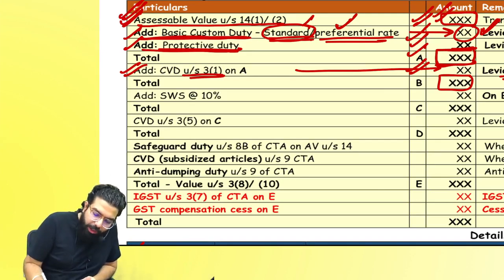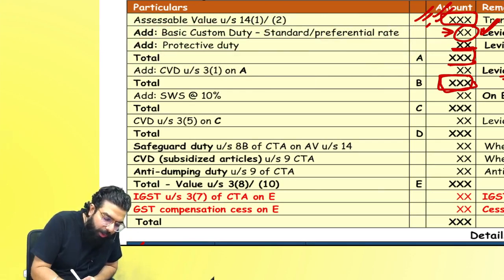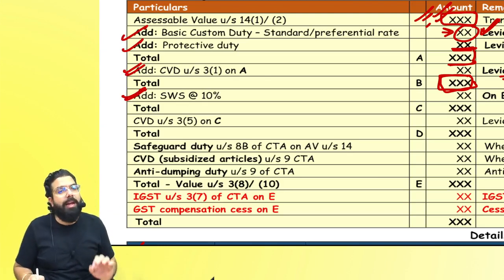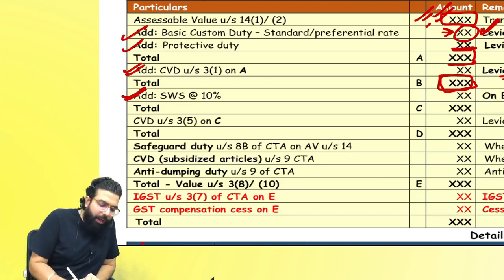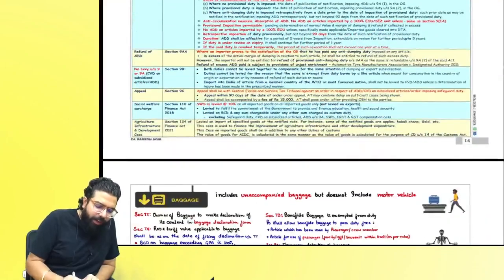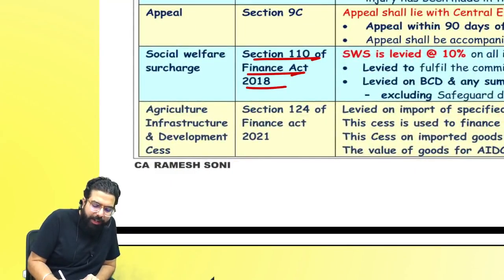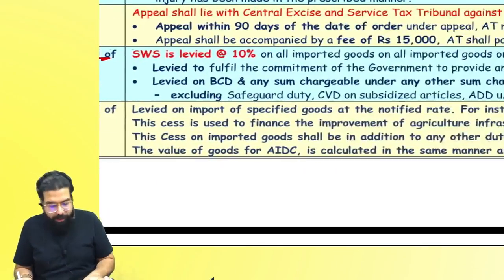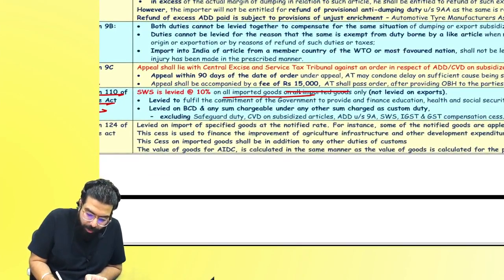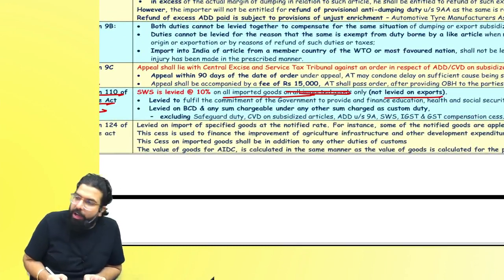Now the total will come over here. On the total, always remember one thing, not on the total, but on whatever duty is there: basic custom duty, protective duty and CVD 3.1, social welfare surcharge at the rate of 10% will be levied. Always remember, social welfare surcharge is on CVD under 3.1, protective duty and basic custom duty. Social welfare surcharge was introduced by the Finance Act 2018, section number 110. Social welfare surcharge is 10% on imported goods, only on imported goods, and not levied on export.